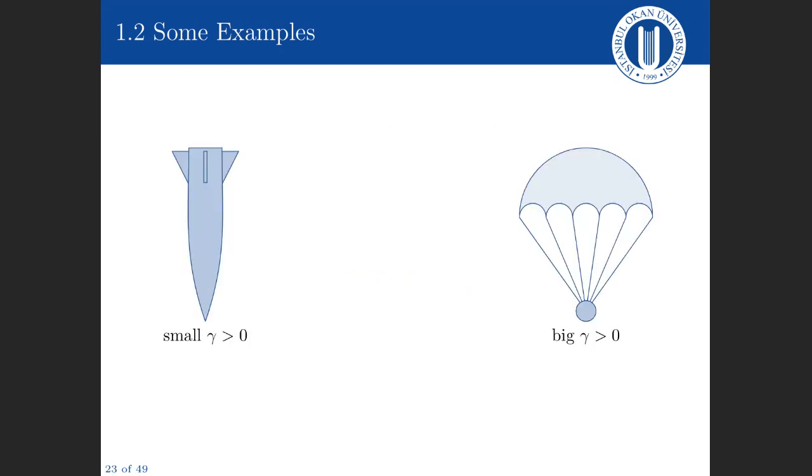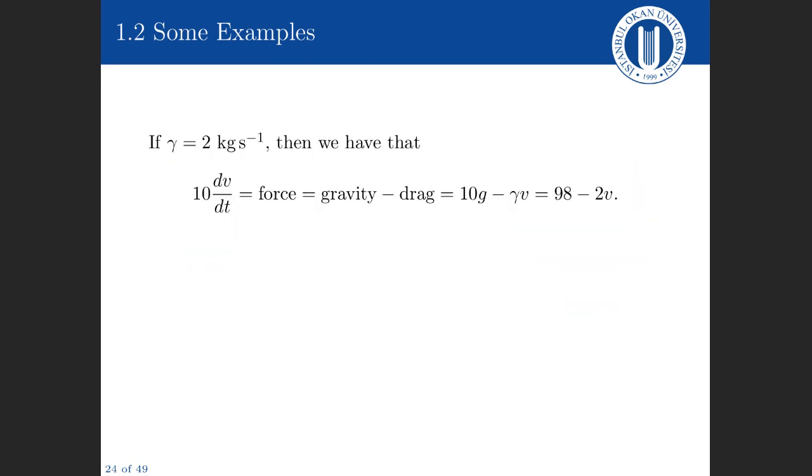What does it mean? It means if we have some streamlined object, then gamma is going to be a small number. If we have some object like a parachute, which is not streamlined, we expect to have lots of drag. We expect gamma to be a big number. For our example, let's just put a number in to make this a little bit easier. Let's suppose that for our object, gamma is 2 kilograms per second.